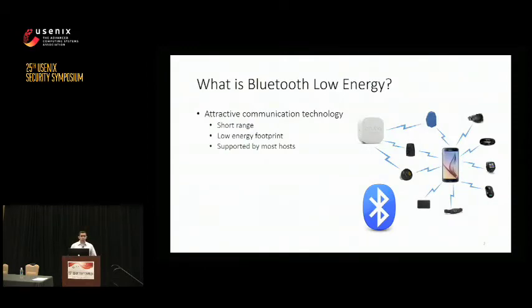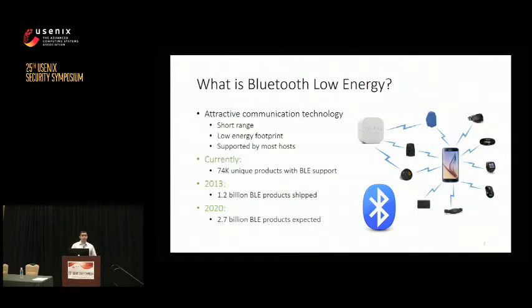So Bluetooth Low Energy, also known as BLE, Bluetooth 4.0 Plus, Bluetooth Smart, as opposed to the regular Bluetooth we're used to, like Bluetooth Classic, is Bluetooth's answer to the Internet of Things. It's supposed to provide short-range communication between less powerful and energy-constrained devices, like your Fitbits, for example, and more powerful clients like your smartphone. Now, Bluetooth SIG lists around 74,000 unique BLE-equipped products on their website.